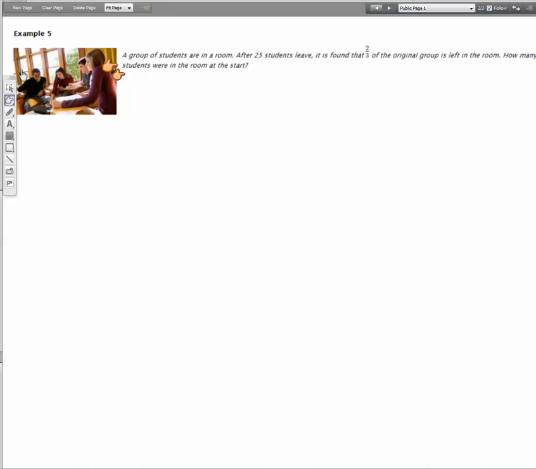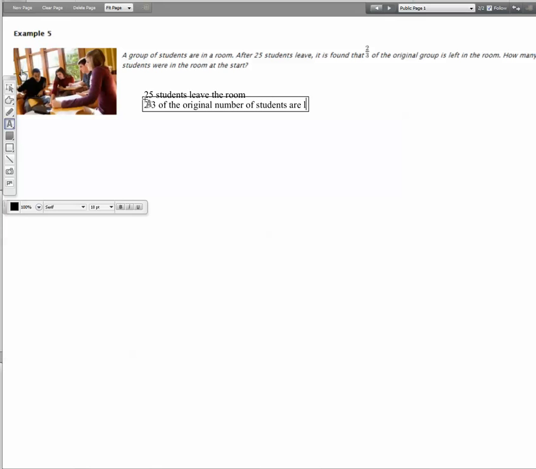All right, so let's pull out the information that we know. We know that 25 students leave the room, and we know that 2/3 of the original number of students are left. So let's just state our unknown variable, which is x, which equals the original number of students in the room. Let's let x define that.